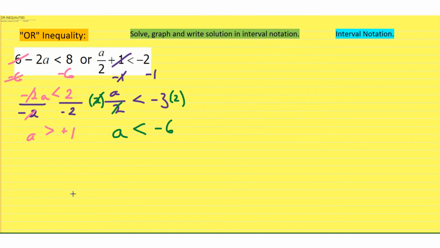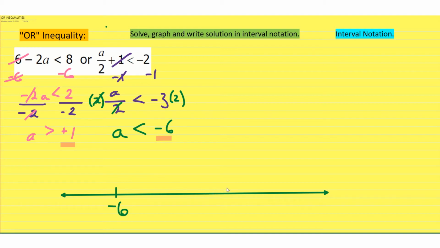Okay, looks like we're on track to now draw our number line. So here we go, number line, there it is. So I'm going to mark both of these solutions. A is less than negative 6. It is greater than a positive 1. So I'm going to place the negative 6 over here on the left-hand side. I'm going to place the positive 1 on the right-hand side because that would be where the positive numbers are.